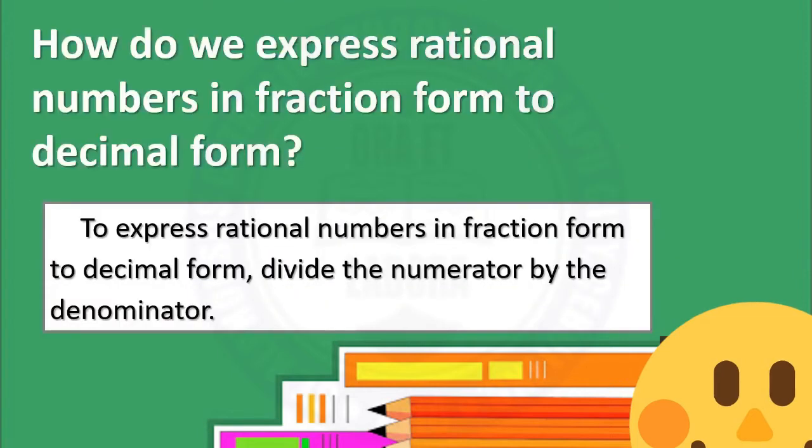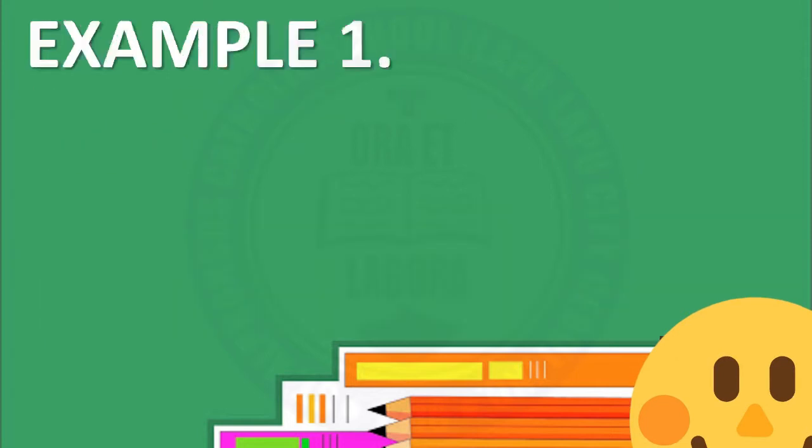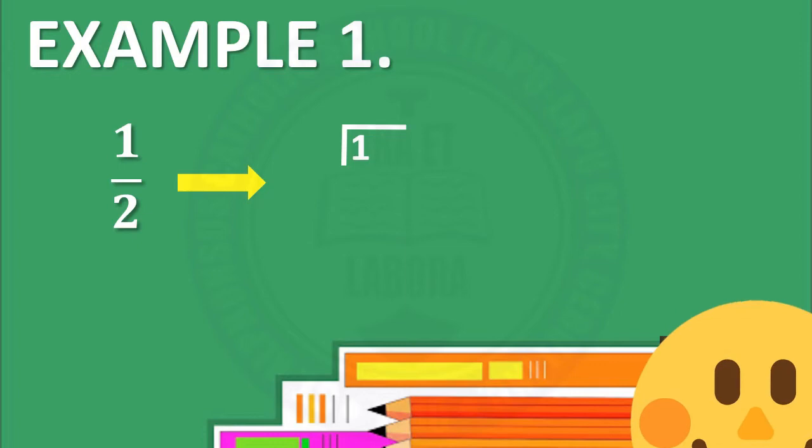How do we express rational numbers in fraction to decimal form? To express rational numbers in fraction form to decimal form, just divide the numerator by the denominator. For example, example number 1. Let's express 1/2 into decimal form. First step, divide the numerator 1 by the denominator 2. So we have 1 divided by 2.